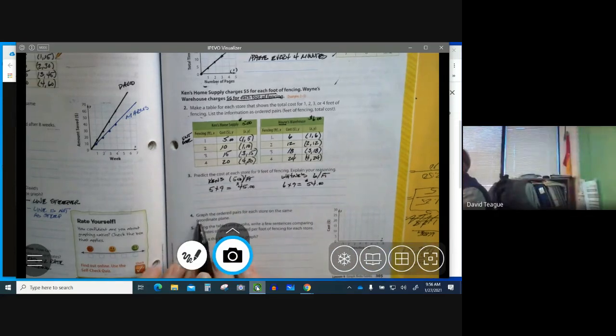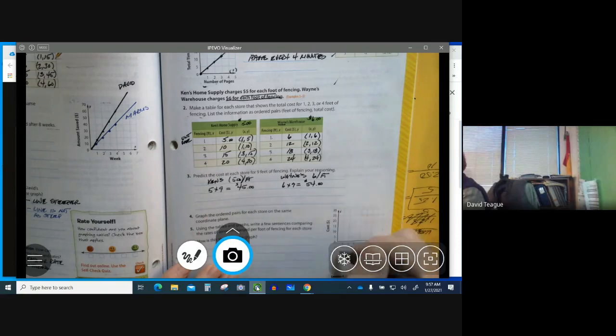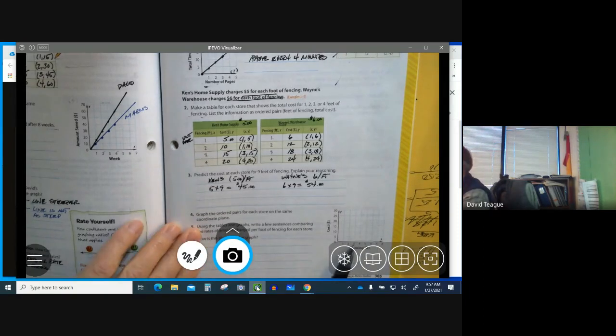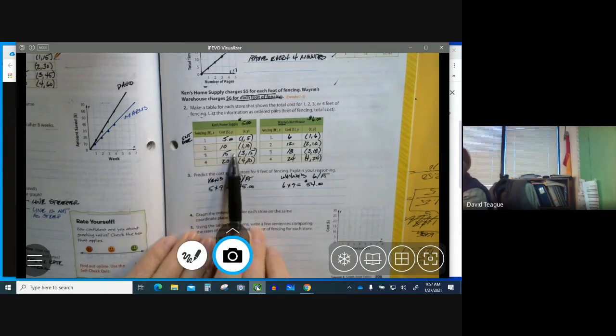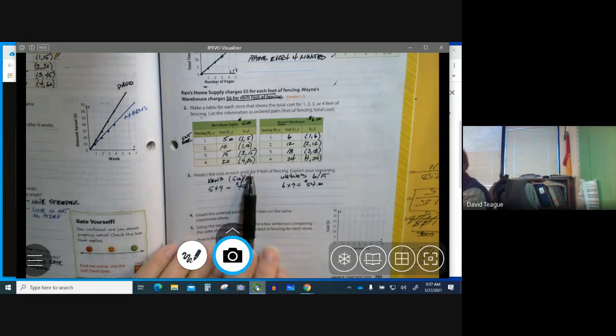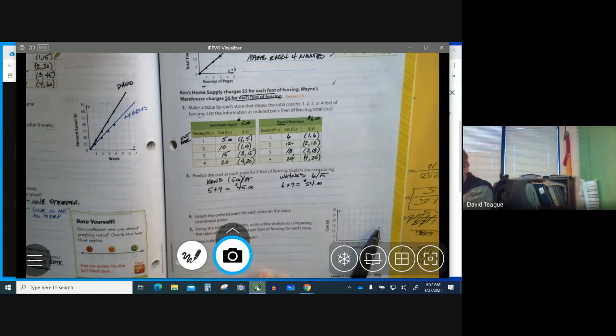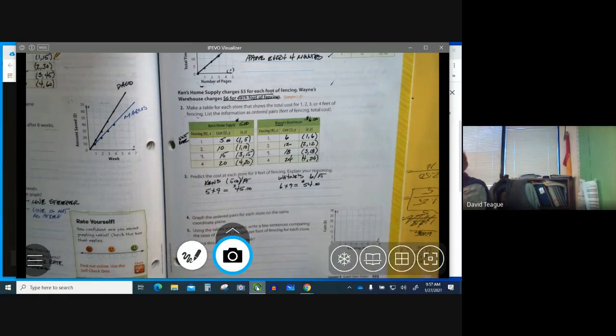Okay, number 4, it says graph the ordered pairs for each store on the same coordinate plane. So our cost is this number line, and our fencing feet is this number line. I want you to go ahead, probably going to take you a little bit longer. How about 4 minutes? You need to graph these 4 ordered pairs on this same coordinate plane, and then label that line because you're going to create a line.